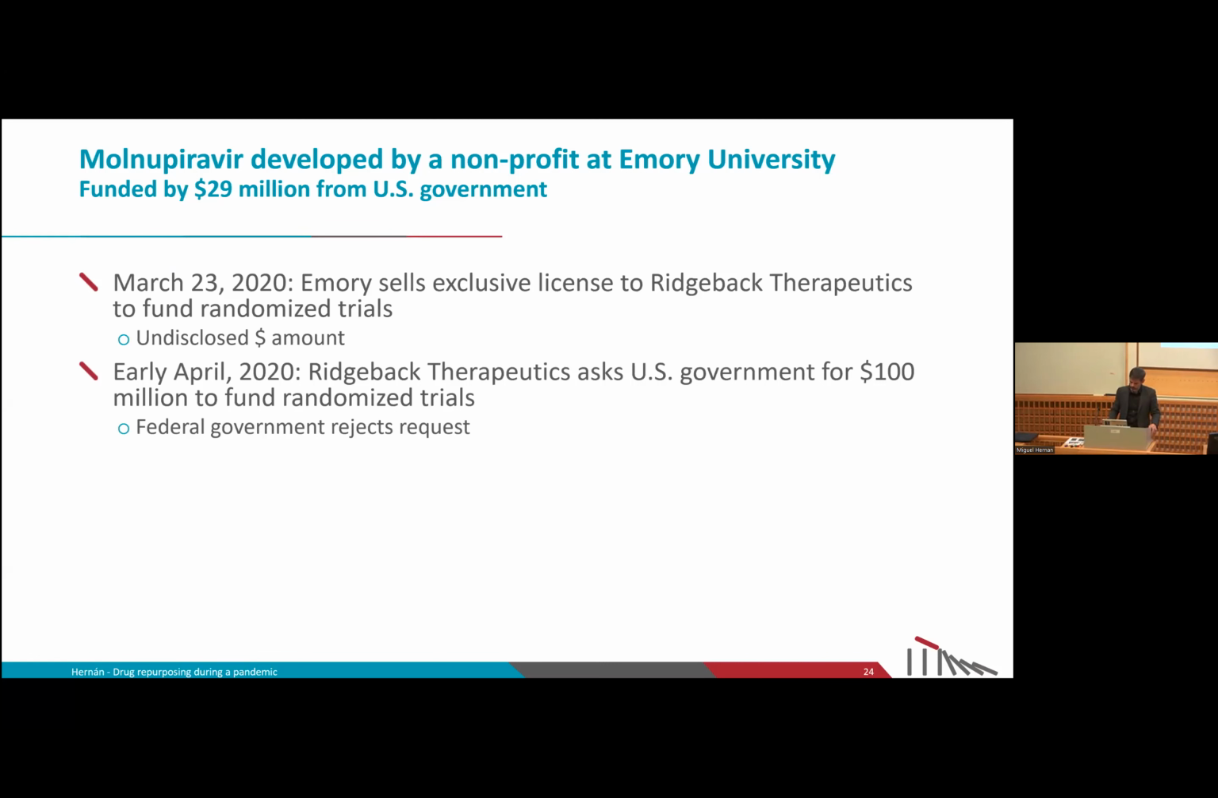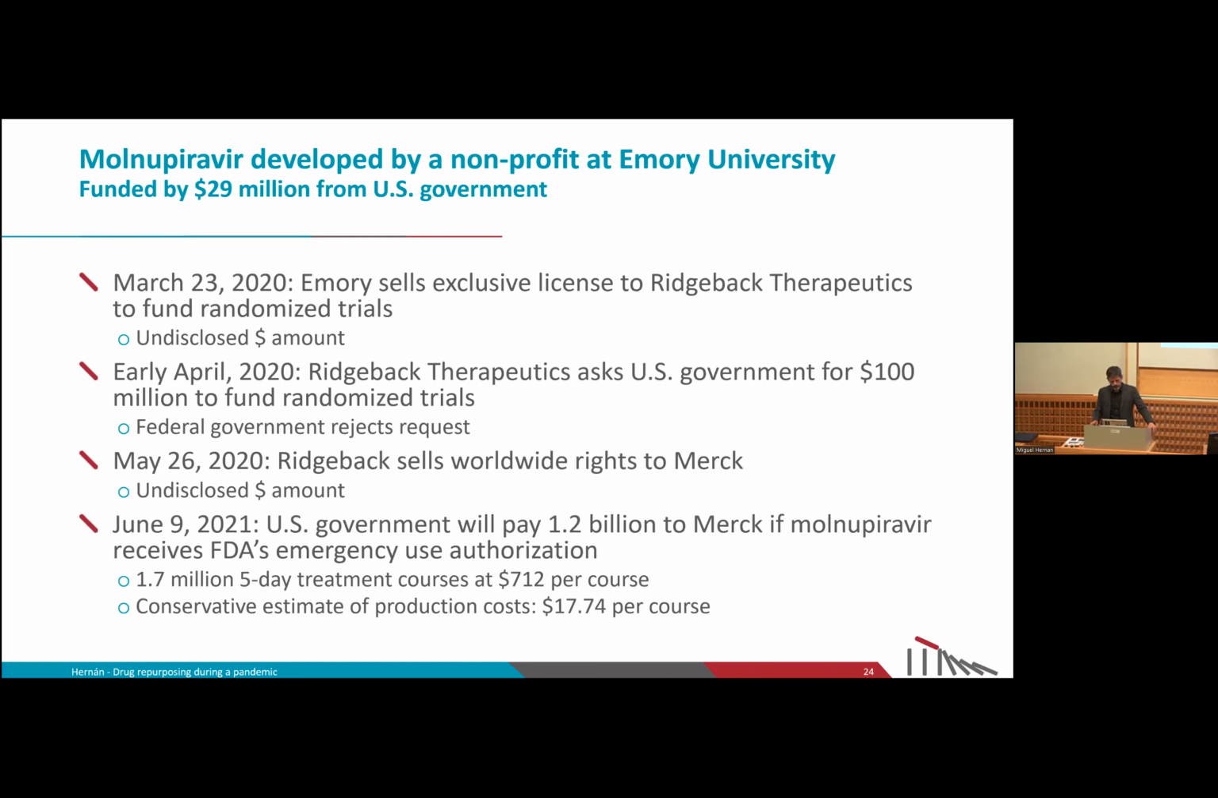So the following month, Ridgeback sells the drug to Merck. It's not known for how much money. And in June 2021, after the phase 2 results were published, the US government signs that they're going to pay $1.2 billion to Merck if molnupiravir receives FDA's emergency use authorization, which it got 6 months later. That's a contract for 1.7 million doses at $700 per dose.